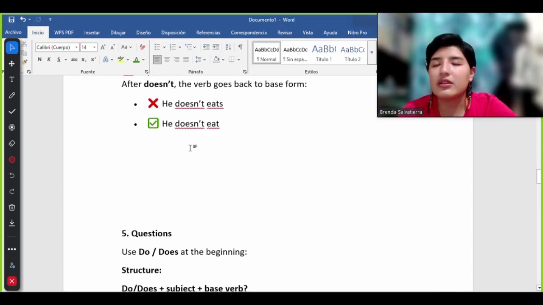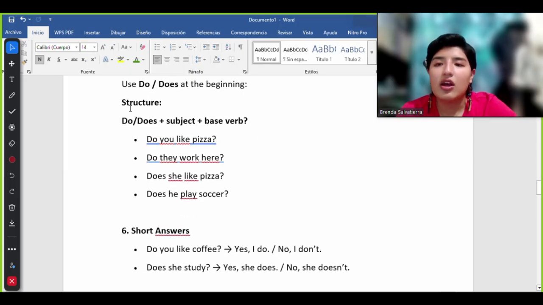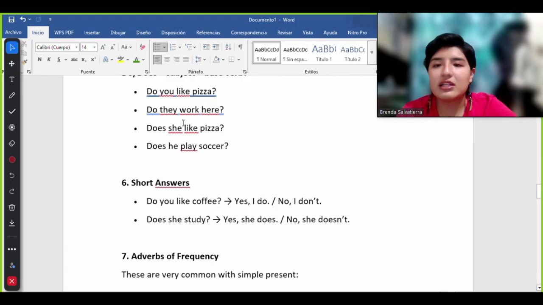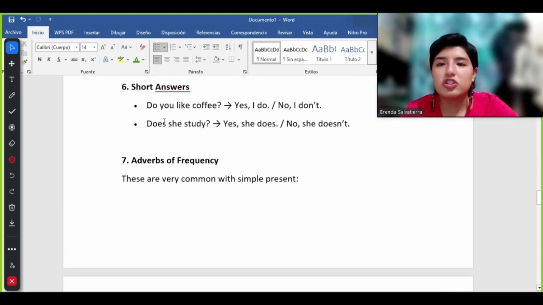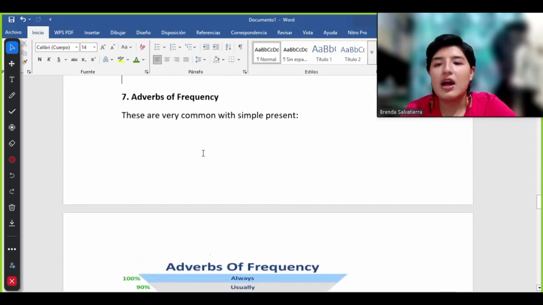He doesn't eats. This is a mistake. Okay, that is incorrect. Number five, questions. We use do or does at the beginning. This is the structure. Do or does plus the subject plus the base verb. Okay, do you like pizza? Do they work here? Does she like pizza? Does he play soccer? Short answers. Do you like coffee? Yes, I do, or no, I don't. Does she study? Yes, she does. No, she doesn't.